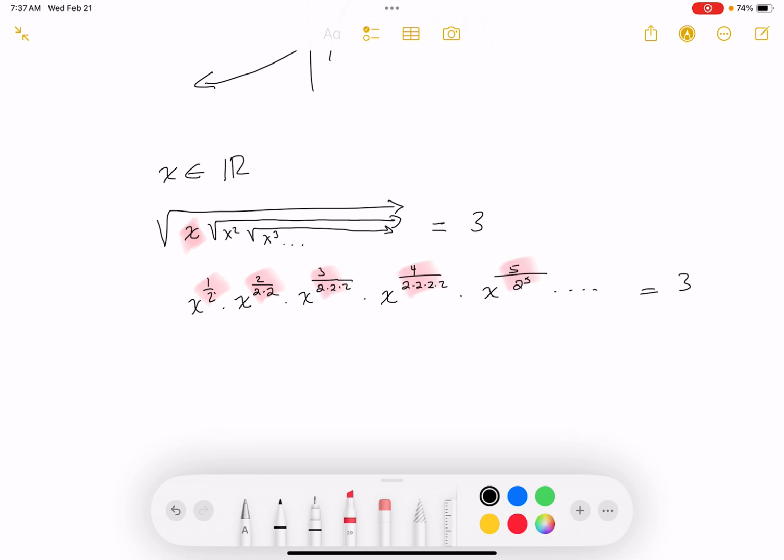All right? Now to do that, I have to write it down. So really what I'm looking at, there's a sum over here. And that sum is going to be 1/2 plus 2 over 2 squared plus 3 over 2 cubed plus 4 over 2 to the 4th power plus 5 over 2 to the 5th power plus and so on.